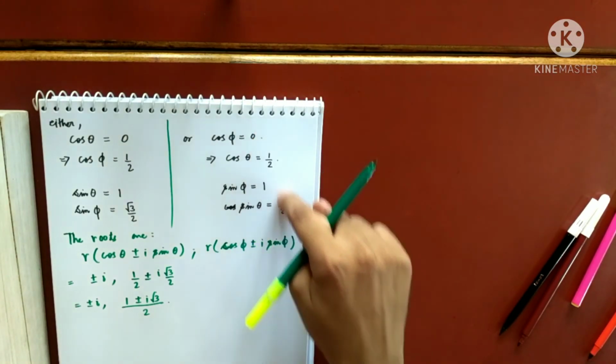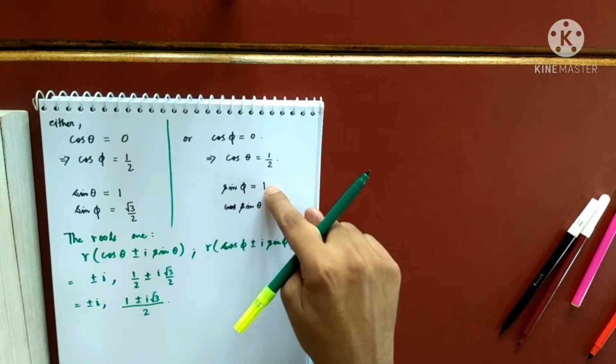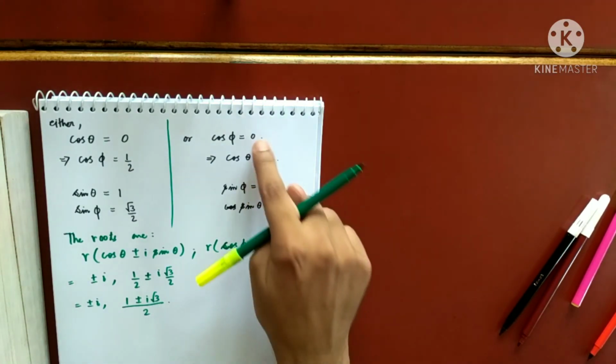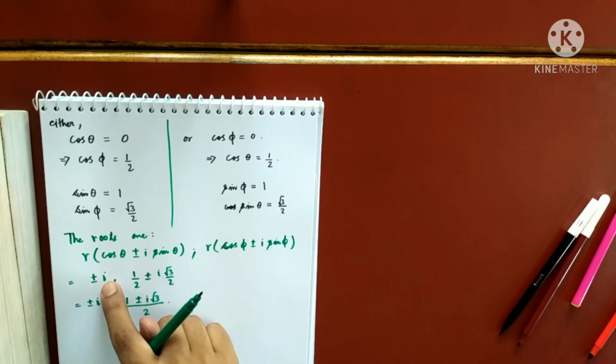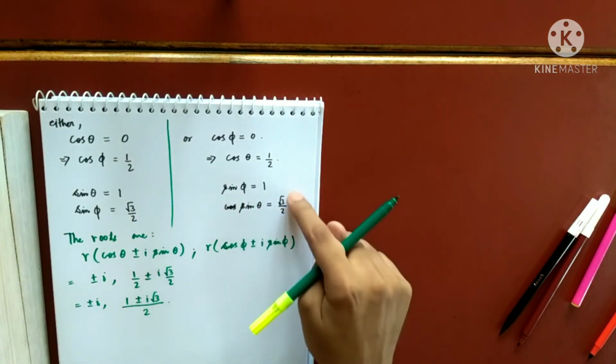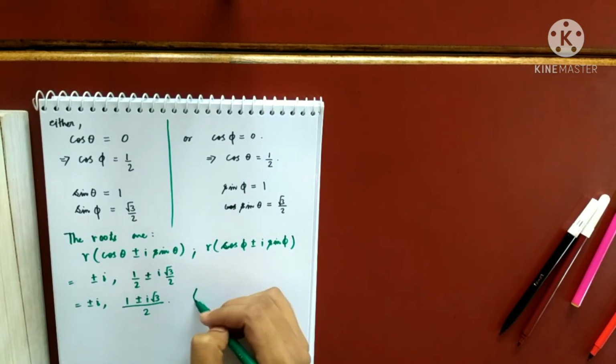And with this case also I'll get the same answer. You see, when cos phi is 0 and sin phi is 1, I'm getting what? I'll put it here: this is 0, this is 1 and this is 1. So plus minus i, which I have already written here. And cos theta is half and sin theta is root 3 by 2. If I put it here, I also get the same result. So these are my roots of the given equation.